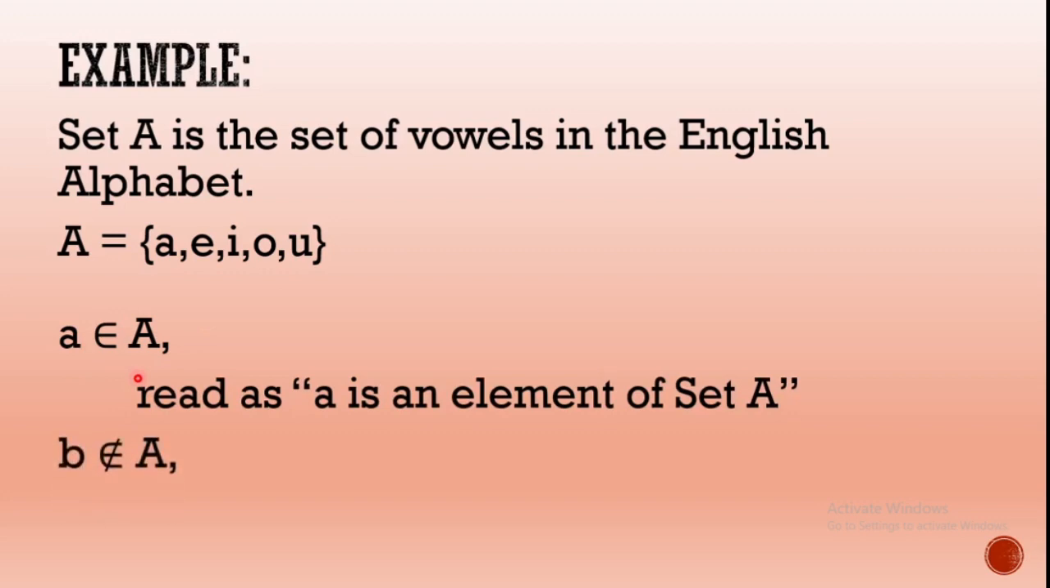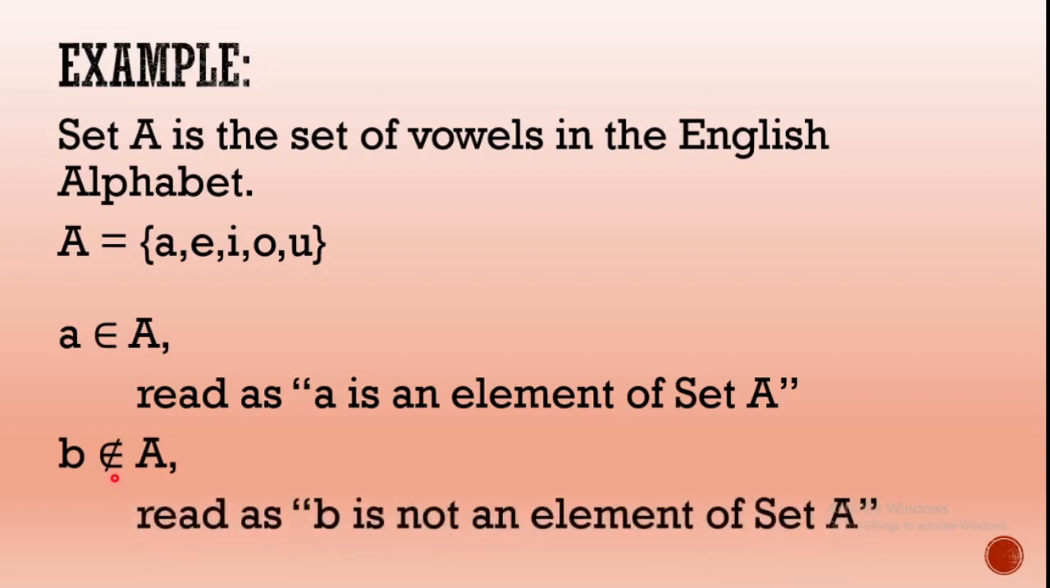How about this? Paano natin babasahin tong symbol na to? Okay. So, that is B is not an element of set A. Kasi ang sinasabi lang naman sa set A ay vowels. Dahil ang letter B ay part siya ng consonants in the English alphabet. You get it? Okay, so let's proceed.